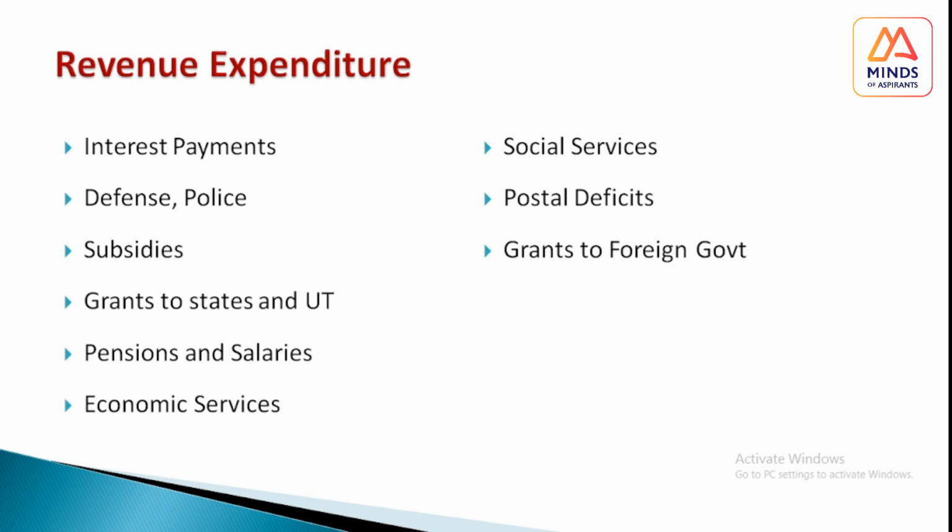What about the expenditure account and revenue expenditure? Normally, as I said, it is monthly recurring in nature. Recurring expenditure will come under revenue expenditure, for say interest payments, defense and police, and subsidies. Grants given to states and UTs will also fall under the revenue expenditure account. As I have mentioned many times, pensions and salaries will come under this one.